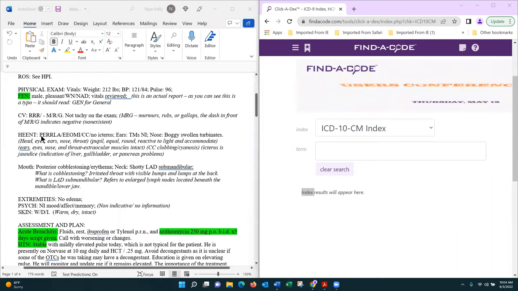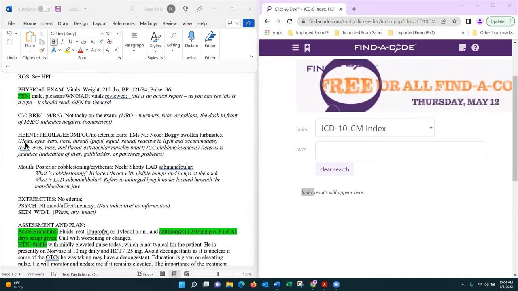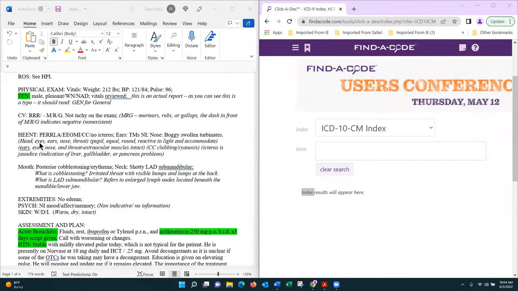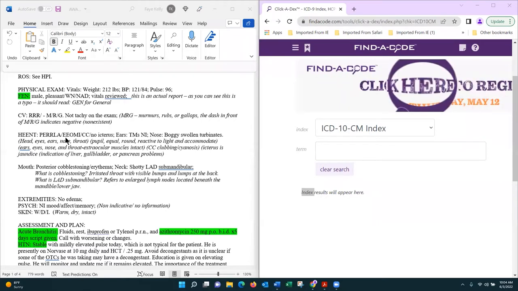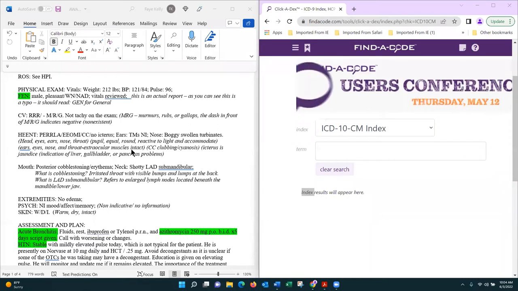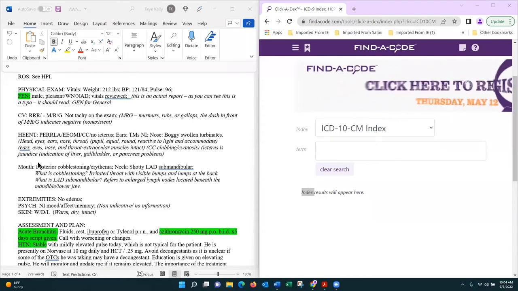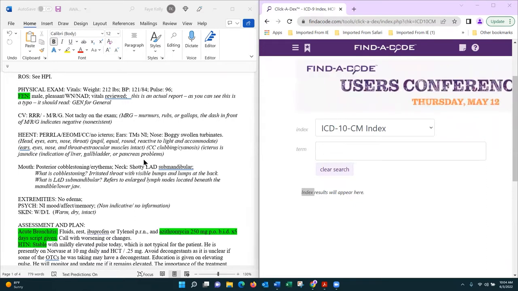Then we go down here and we've got our next line, which is our HEENT. I put this in parentheses so we can look at each one of these and see what they are: head, eyes, ears, nose, and throat. PERRLA: pupils equal, round, reactive to light and accommodation. Then this next, EOMI: extraocular muscles intact. Then this CC is clubbing, cyanosis, and then no icterus. Icterus is an indication of jaundice, yellowing of the skin, which can be caused by your pancreas, gallbladder, or liver malfunctioning.